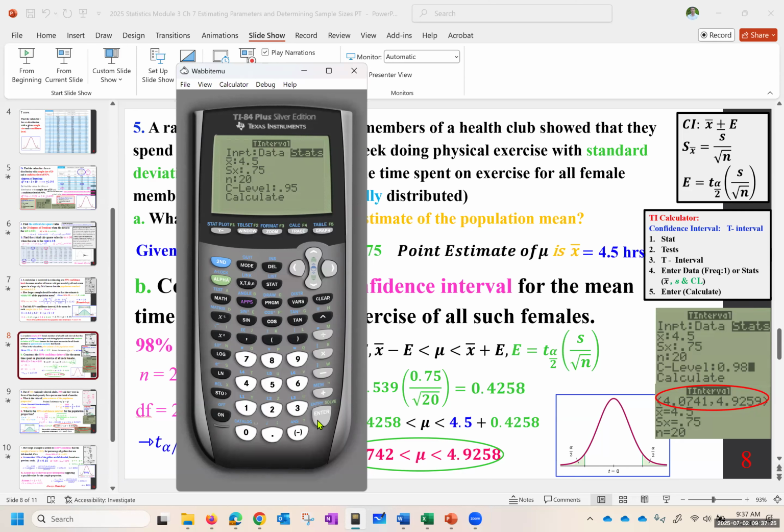N is 20, confidence level of 0.98. Calculate. And as you can see, the numbers at the very top, 4.0741 to 4.9259. I just wanted you to see how we use a calculator. In this case, a TI calculator.